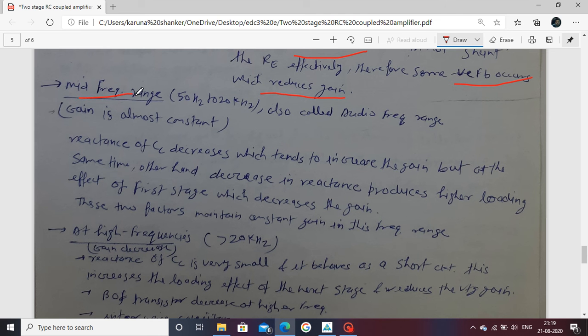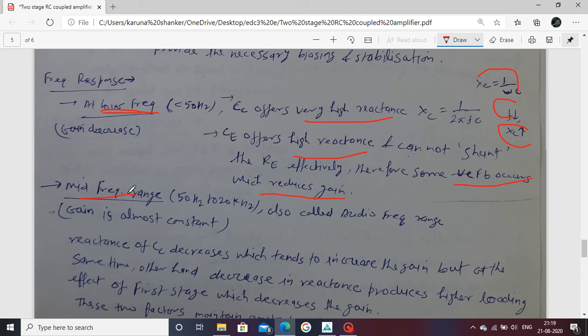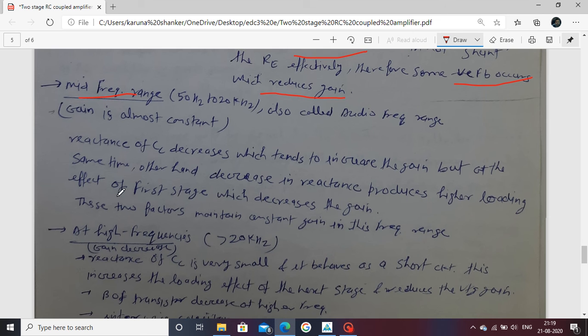In the higher frequency region, what happens? The frequency increases. Here is low frequency, and now this is the mid frequency region, so the frequency increases. If the frequency increases, then Xc, the reactance, decreases. The reactance of the coupling capacitor decreases, and due to this decrease in reactance, the gain increases.